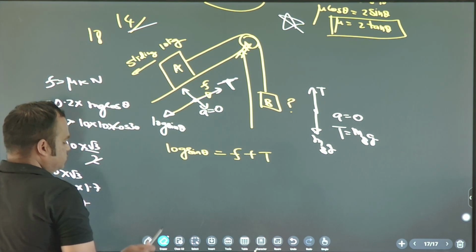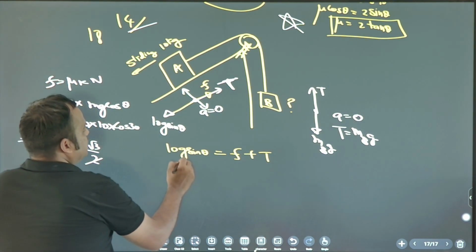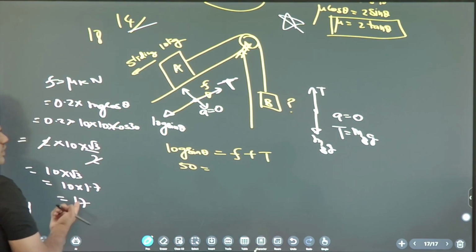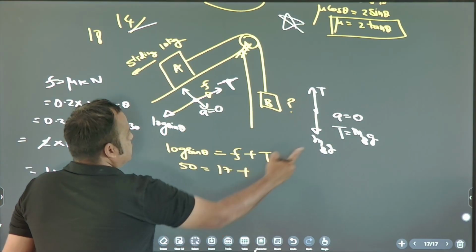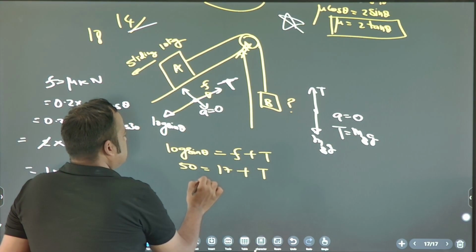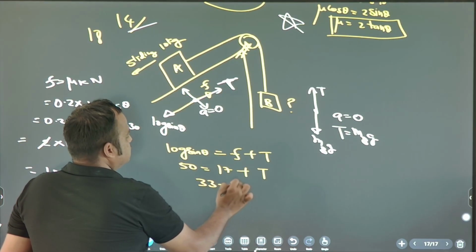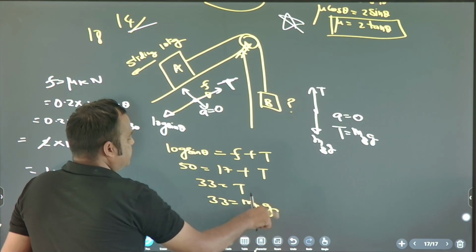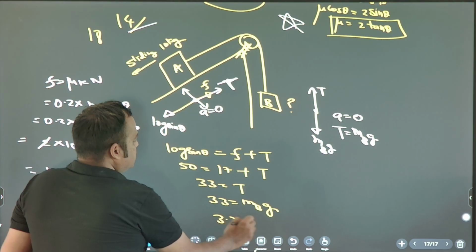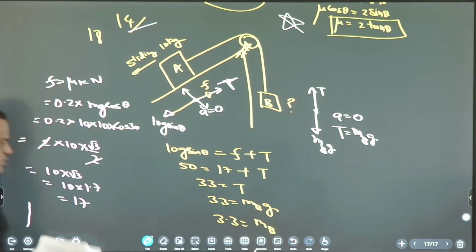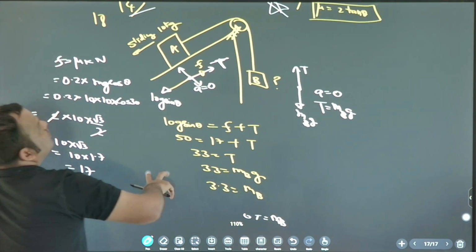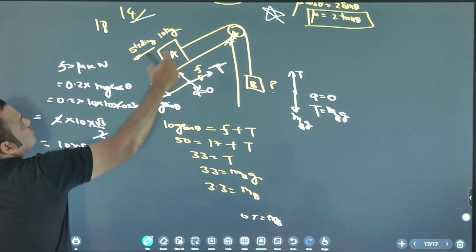So this 50 is equal to F plus T. F we calculated as 17, T is this. So 33 is equal to T. 33 is equal to m_B g, g we check here. So mass of B is 3.3. Okay, next, 18. Note down. Understood? A is sliding down, so F will be up.